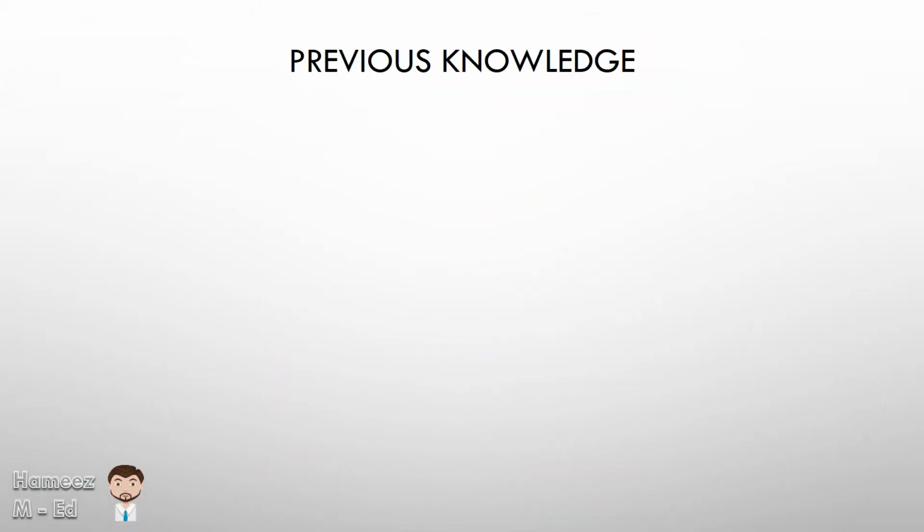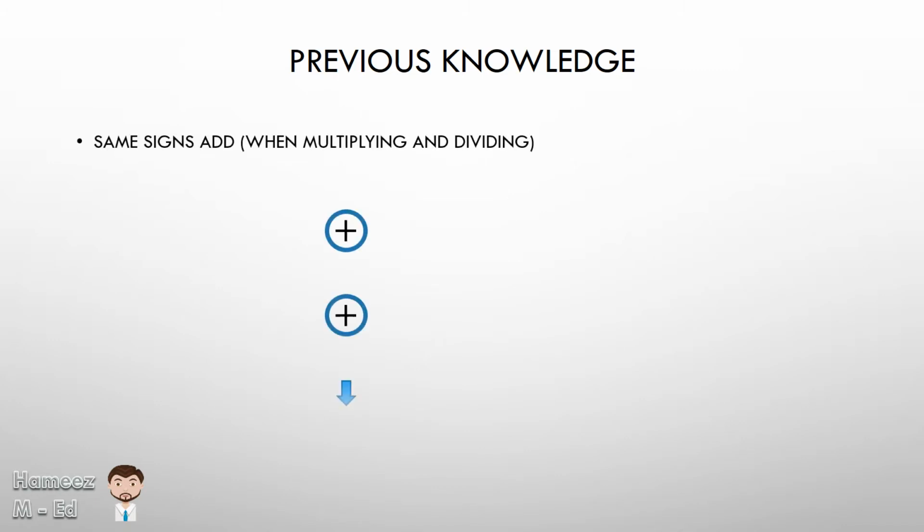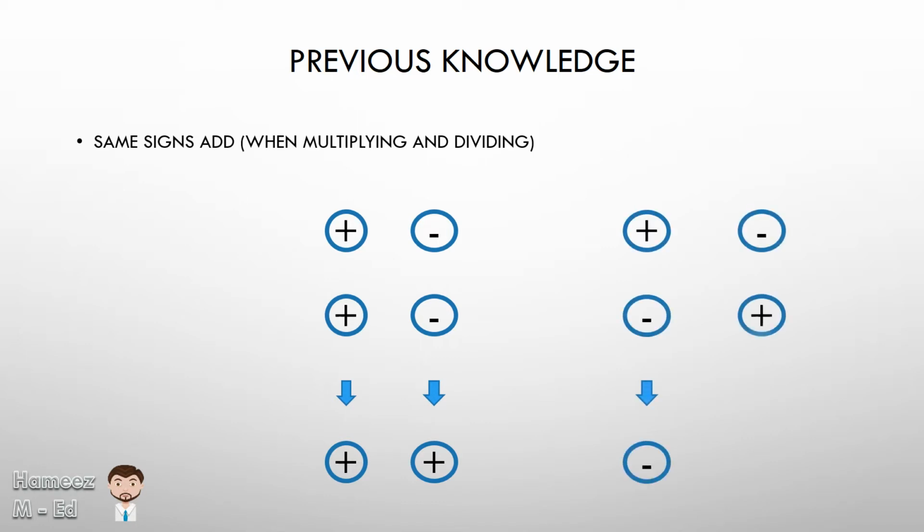A little revision here: we must make sure that we're very good at multiplying or dividing two terms. If the terms have the same signs, then we will have an addition. If the terms have different signs, like a positive and a negative, then the answer will be negative. If we have more than two terms, we work with two terms alone, find the solution, and then continue with the third term.